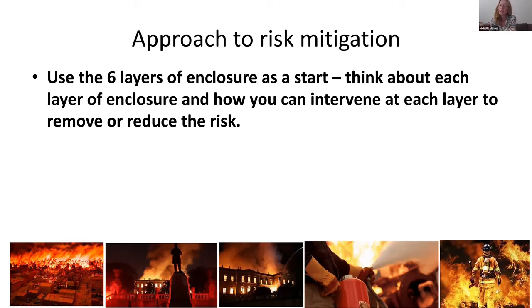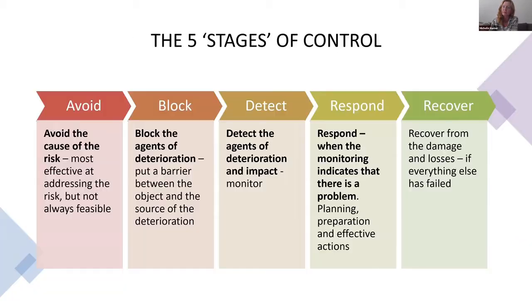So we use the 6 layers of enclosure at the start and think about how you can intervene at each level to remove or reduce the risk. So you need to know at what level that risk is, and then how can I intervene? And you may be able to intervene at more than one layer, or it might just be that you can only intervene at one layer.